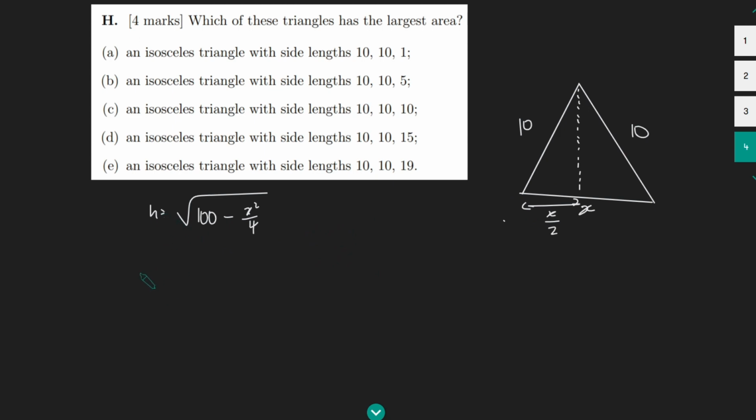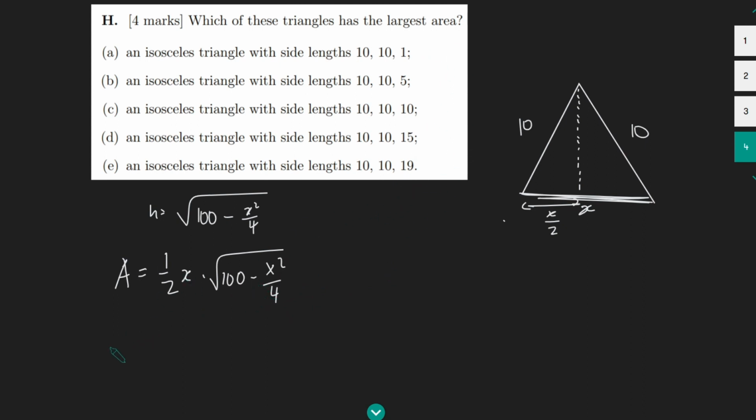And so therefore, what's the area? Well, it's just a half base times height, so it's a half. The base of this triangle is x, and then the height of this triangle is going to be root of 100 minus x squared over 4. Okay, and now I guess what we can do is just plug in each of these 5 numbers.